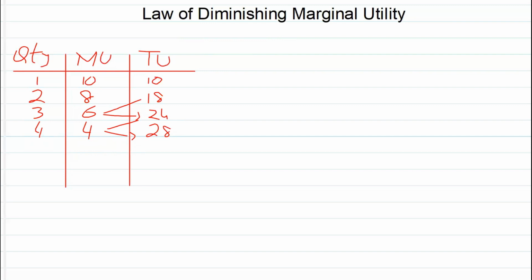And on the fifth unit, his marginal utility will further fall, but total utility is still rising: 28 plus 2 will be 30. And on the sixth unit consumed, marginal utility is 0. It means the sixth unit is giving no satisfaction to the consumer, and his total utility will remain the same, like 30 plus 0 is equal to 30. And on the seventh unit consumed, his marginal utility will be negative, and his total utility will fall because 30 minus 2 will give us 28. So this is how marginal utility and total utility can be compared with this schedule.